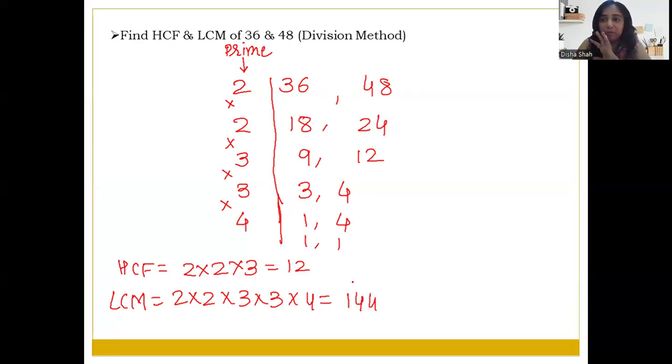So we have learned different methods through which we can find HCF and LCM. If you want to find HCF and LCM, this method is the best method because it is the fastest.